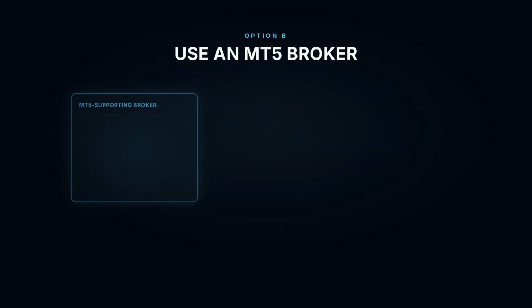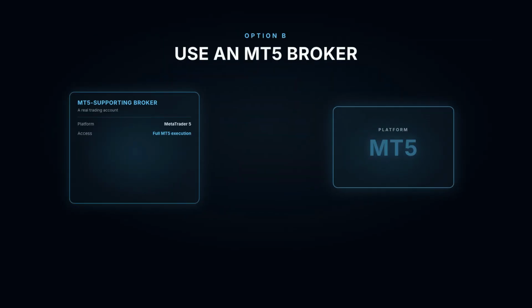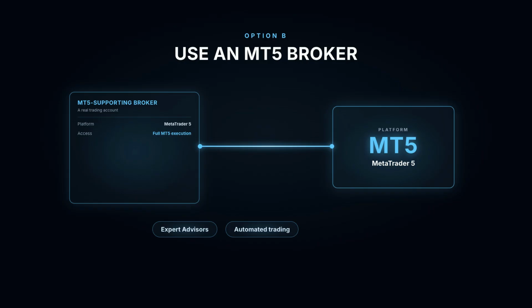If what you're really after is automated trading, expert advisors, or full MT5 execution, the honest path is opening an account with a broker that actually supports MT5, since that's the only way to get genuine execution through that platform.